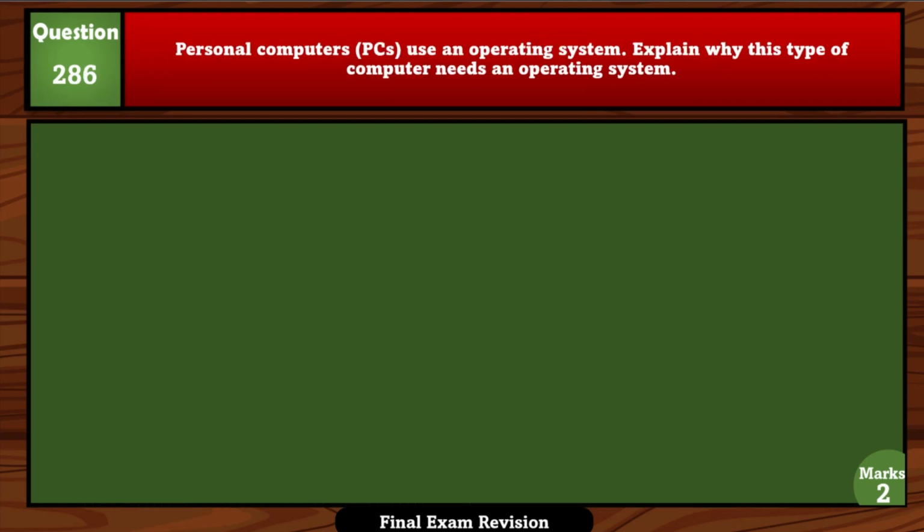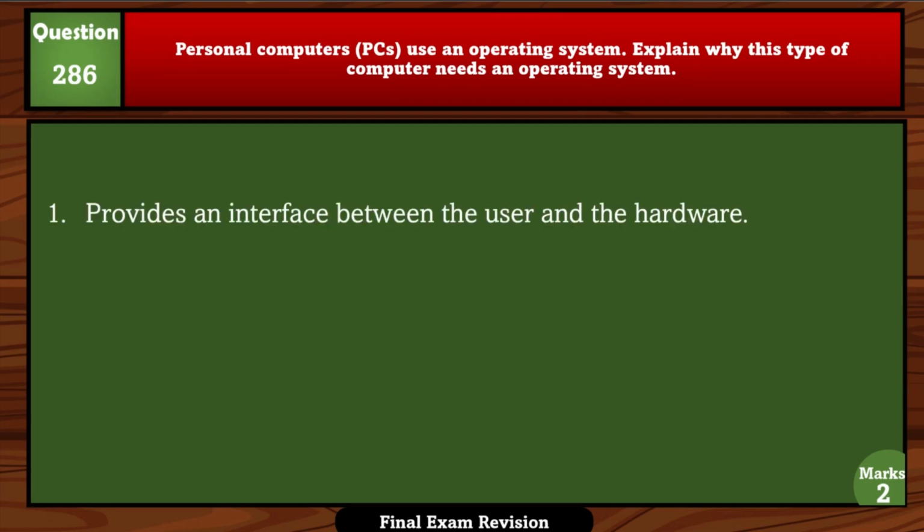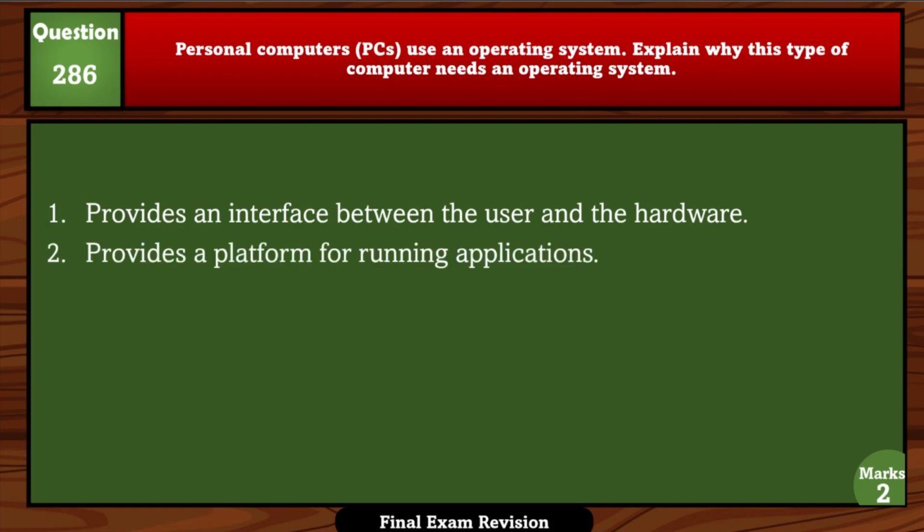So you just need to remember the word managing, and then you just add files, memory, interrupts, peripherals, multitasking, etc. Question 286. Personal computers or PCs use an operating system. Explain why this type of computer needs an operating system. So the operating system provides an interface between the user and the hardware. It provides a platform for running applications.